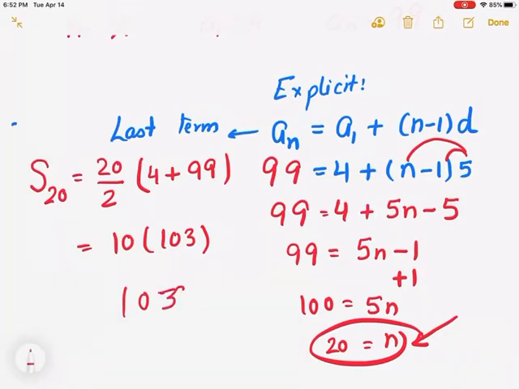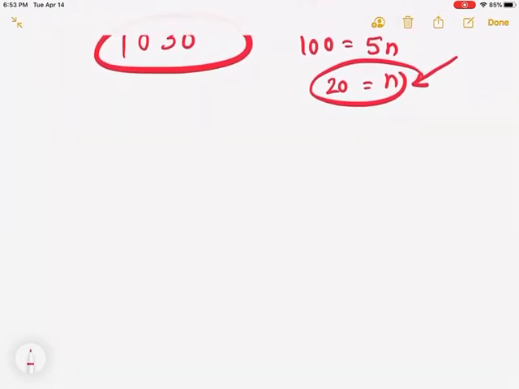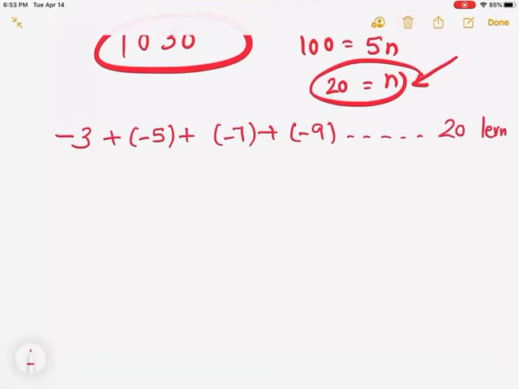So it's 1030. Here you go. Let me show you one more. Actually, I have two more. So let's say I have another sequence like -3 added to -5 added to -7 added to negative 9 and dot dot dot, and I have 20 terms in this series.